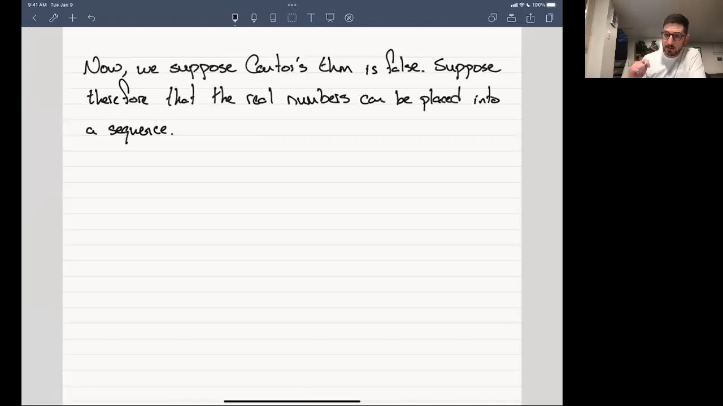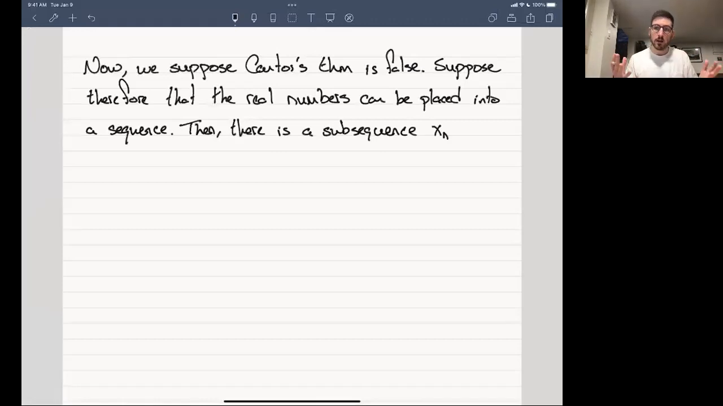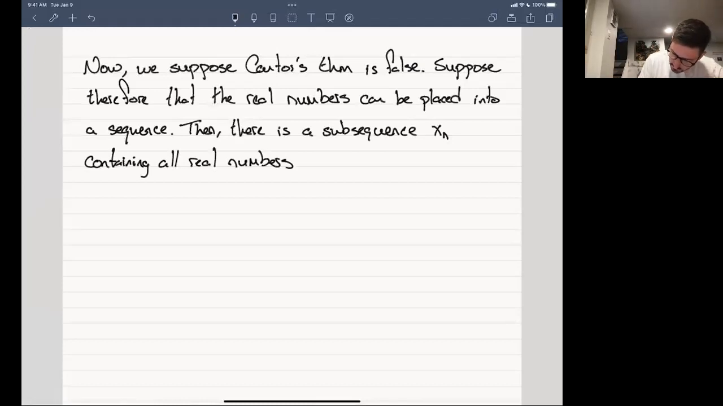Well, then what we're going to do, we're going to make our lives a little easier. We're going to move to a subsequence. So then there is a subsequence which we'll call xn. I'm not going to write xnk because we didn't define the original sequence, so it's just one more thing that we would have to write. This contains all real numbers in the interval 0 to 1. All I'm doing is saying, you can write every real number in a sequence, then comb through that sequence and just give me the ones that are between 0 and 1. That's my subsequence, and I'm going to call that thing xn.